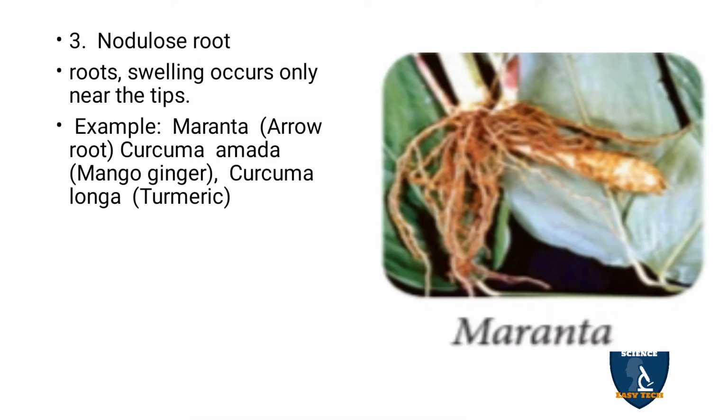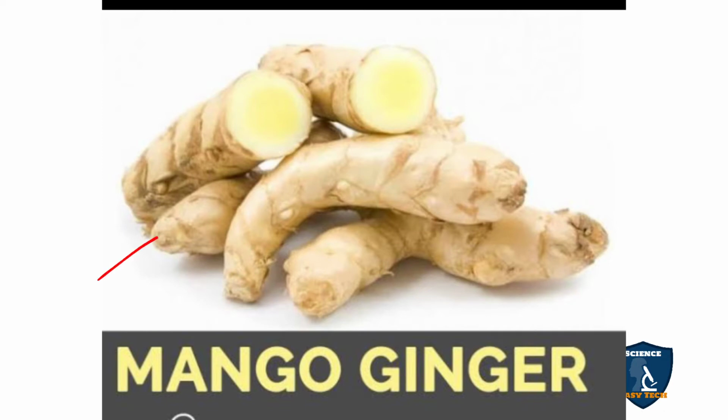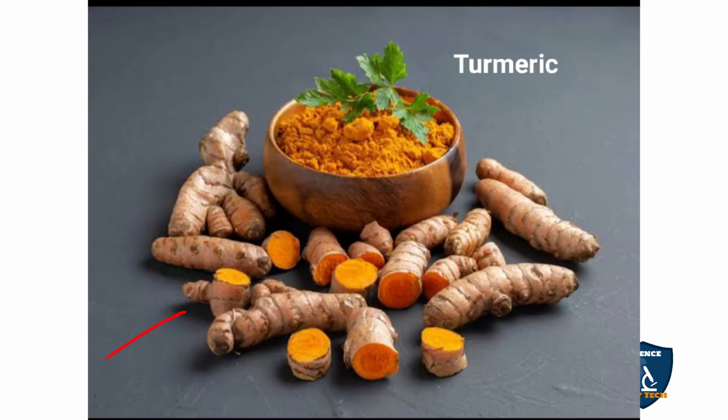Nodulated, that is nodulose root. The root will swell only at the tips. Example, Maranta, that is arrow root. This is Maranta. And Curcuma amada, that is mango ginger. You can see this mango ginger. And the next one is Curcuma longa, that is our turmeric. So these are the three types: turmeric, mango ginger and Maranta.